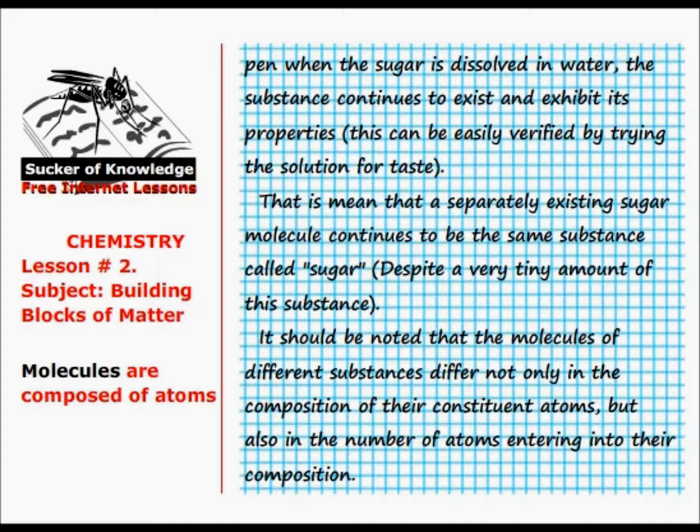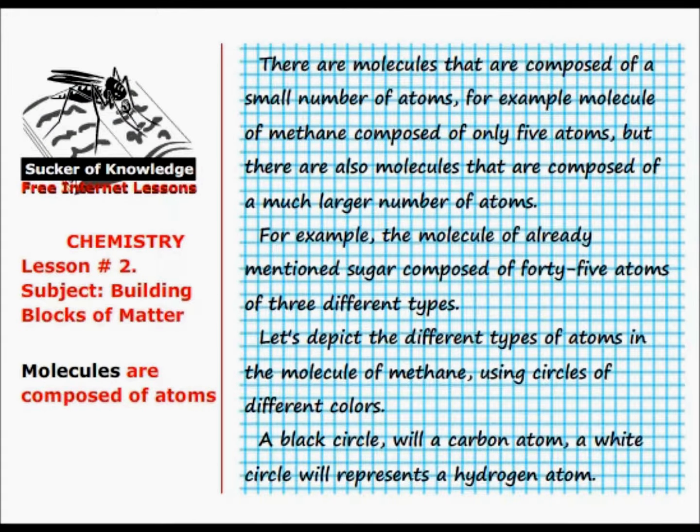It should be noted that the molecules of different substances differ not only in the composition of their constituent atoms, but also in the number of atoms entering into their composition. There are molecules that are composed of a small number of atoms. For example, the molecule of methane is composed of only 4 atoms. But there are also molecules that are composed of a much larger number of atoms. For example, the molecule of the already mentioned sugar is composed of 45 atoms of 3 different types.